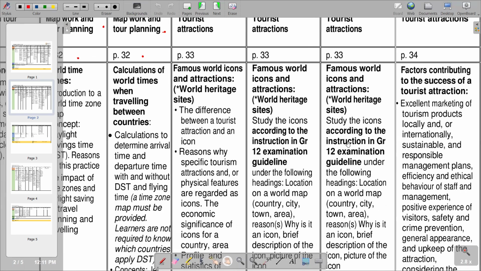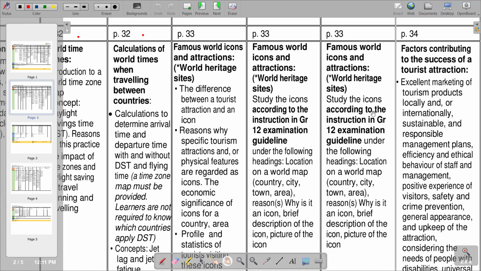So the sub concepts that we have in terms of week 5 on the first part of tourist attraction, we are seeing that we are supposed to study the icons according to the instruction in Grade 12. Obviously, if you refer to the Grade 12 examination guideline, under the following headings: location on a world map, that is country, city, town, area, and then the reasons why it is an icon, a brief description of the icon, and a picture of the icon.